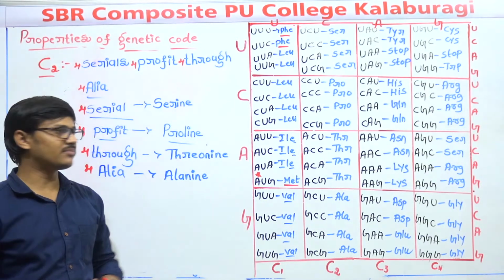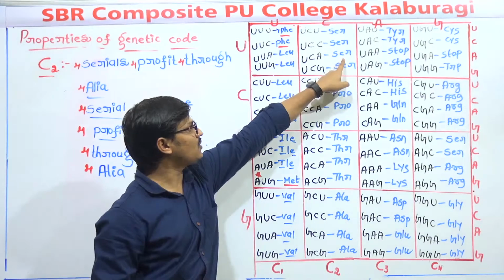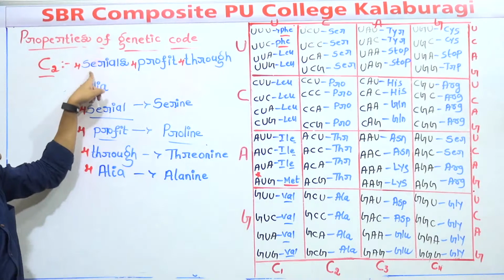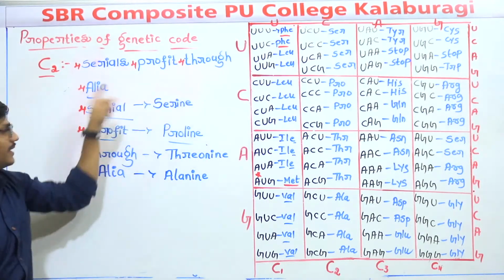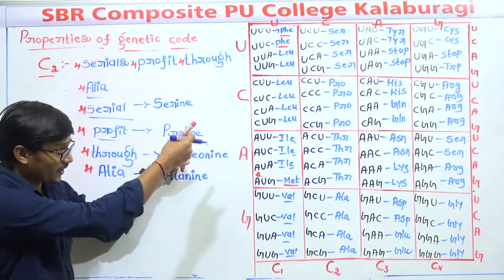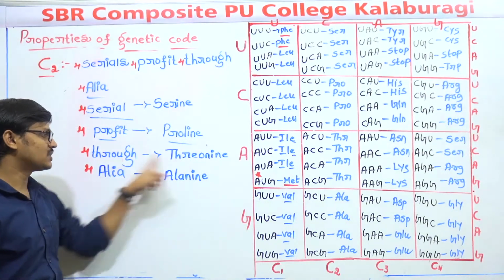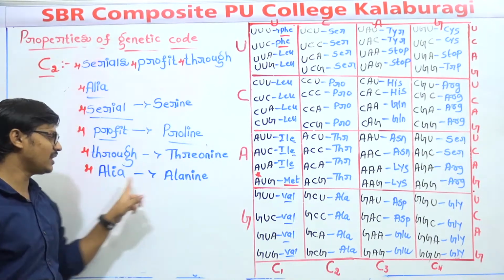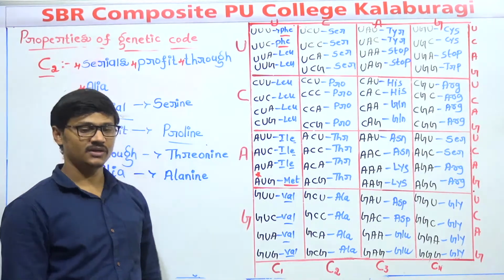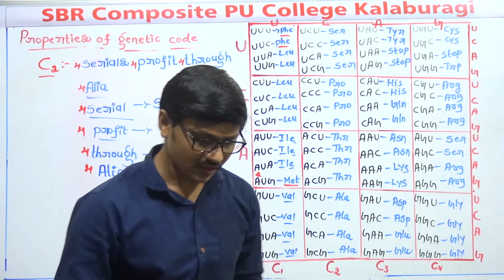So how to remember all the genetic code and the amino acids of the second column? Very simple. Cereals, profit, true, Ala. Cereals means serine, profit means proline, true means threonine, and Ala means alanine. So this is about the second column. Now let us see the third column.